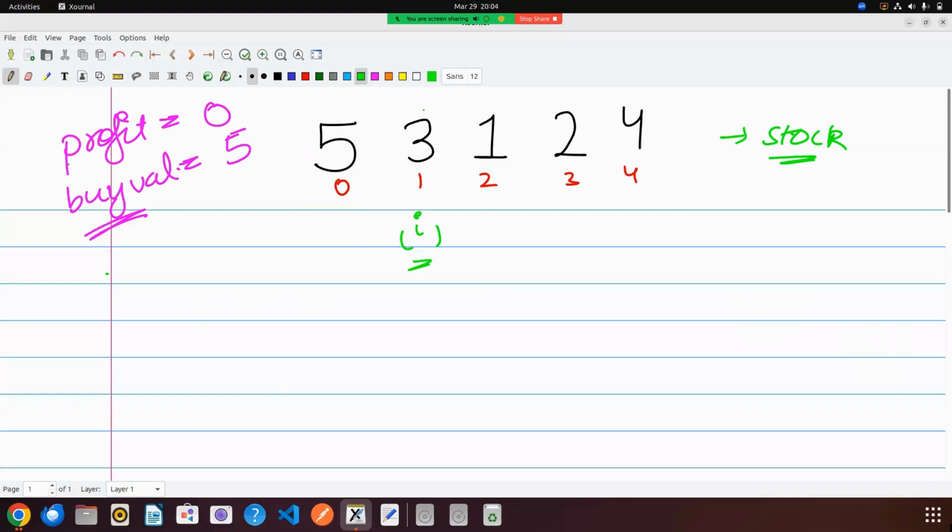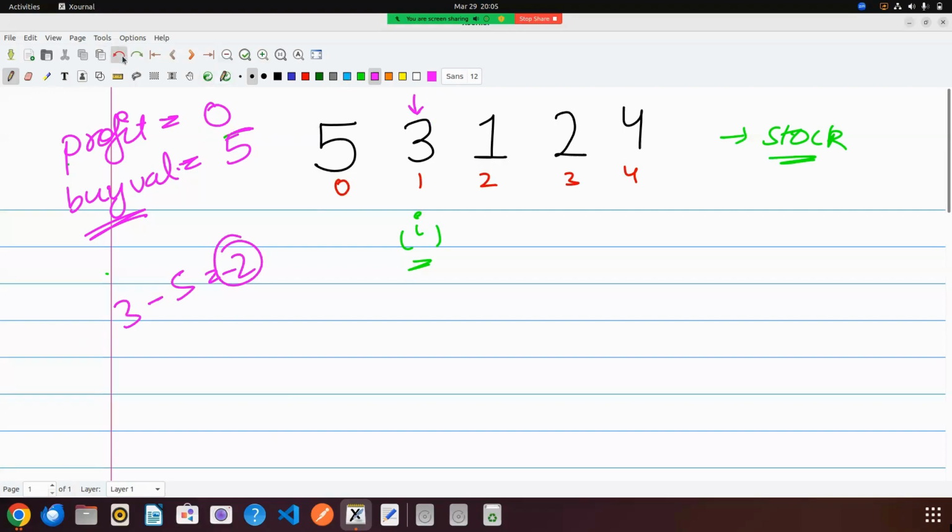Now I have a buy value of 5. It means I bought it for 5. Okay, let's assume we bought it for 5 because my buy value is 5. If I bought it for 5 and we are on this day, and if I sell it on this day, what is the profit I achieve? If I sell it for 3 and I bought it for 5, the profit I have achieved is what? -2, which is not better than this. Okay, so we are not going to update this value.